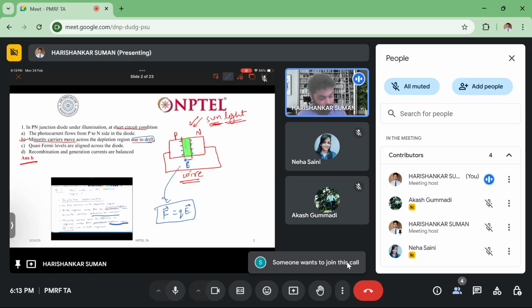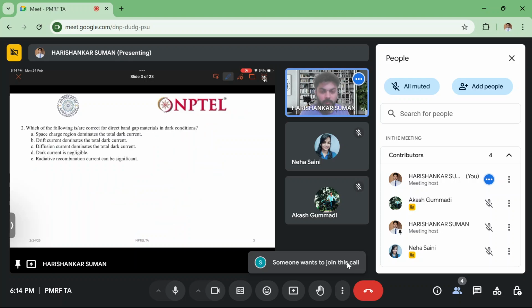But in the depletion region, it is due to drift. In the bulk, the electric field is zero. These concepts we have already discussed in the last class. So let's move to the next question.